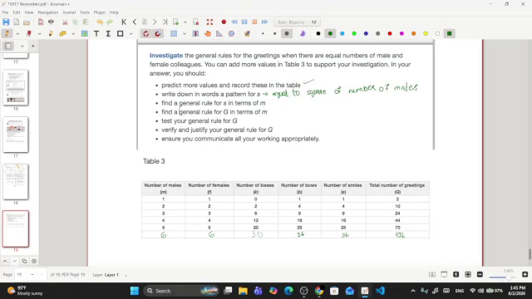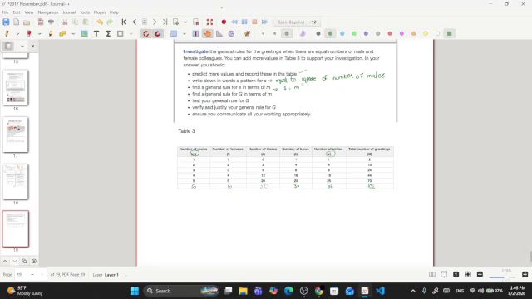Find a general rule for S in terms of M. Okay. S in terms of M. Oh, that's pretty simple. Just the equation form of it. S equals M squared. Make sense? Yeah. Great job. Then it says find a general rule for G in terms of M.